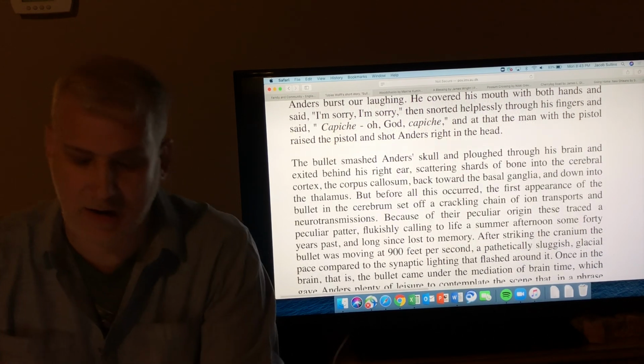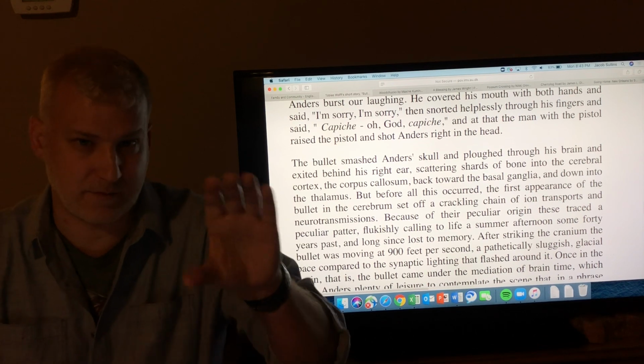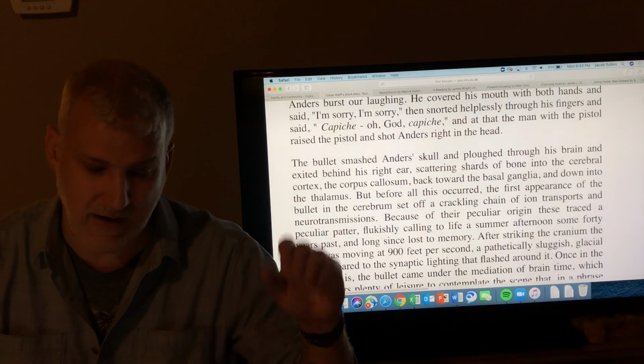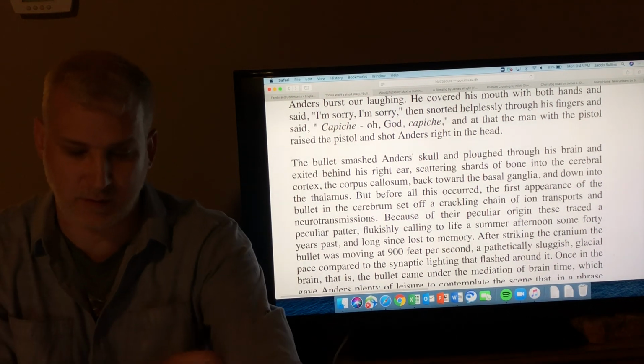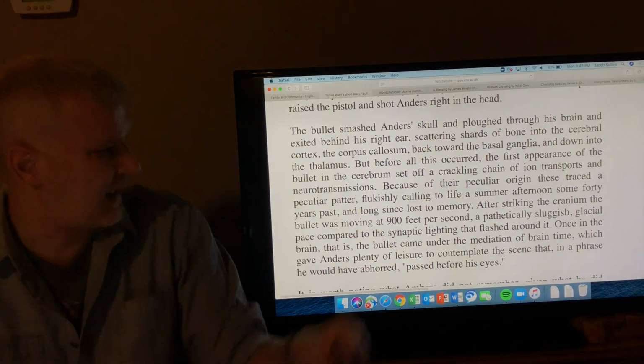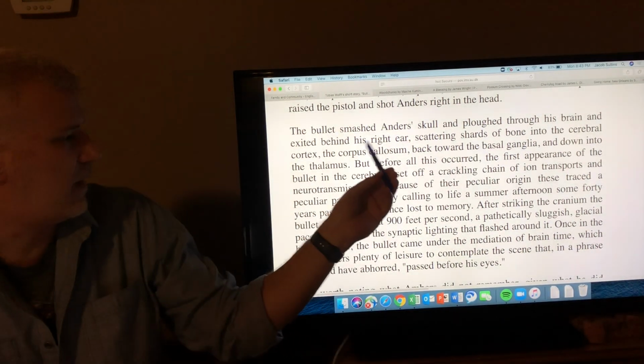And then you get the paragraph that really divides the story in half. The first half is over now. The physical setting half. The place half. The bank, the place part is over. The bullet smashed Anders' skull and plowed through his brain and exited behind his right ear.